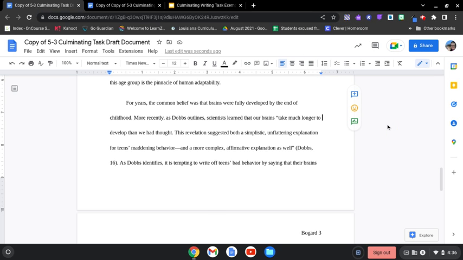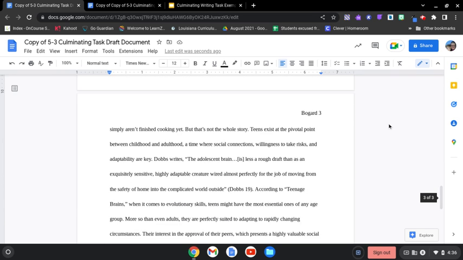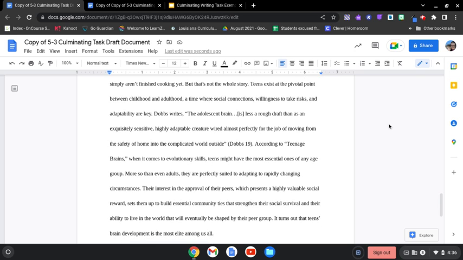Now let's look at the third body paragraph. For years, the common belief was that the brains were fully developed by the end of childhood. More recently, as Dobbs outlines, scientists learned that our brains take much longer to develop than we thought. This revelation suggested both a simplistic and flattering explanation for teens' maddening behavior and a more complex affirmative explanation as well. Dobbs, 16. As Dobbs identifies, it is tempting to write off teens' bad behavior by saying that their brains simply aren't finished cooking yet. But that's not the whole story.